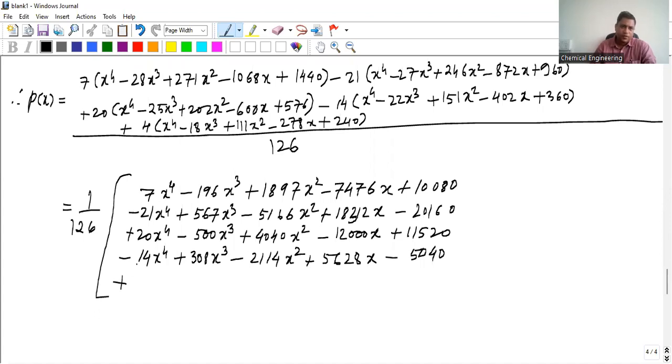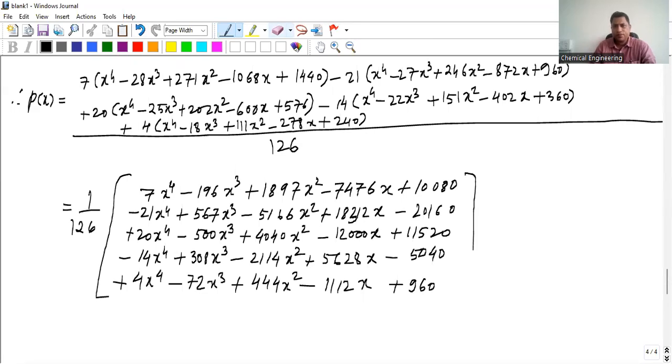Now plus, so this is 4x raised to 4 minus 72x cubed, plus we'll be having 444x square, minus, how much is this going to be? 1112x, and this is going to be plus 960.